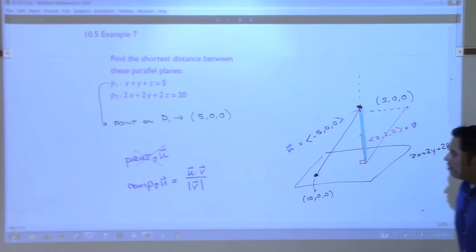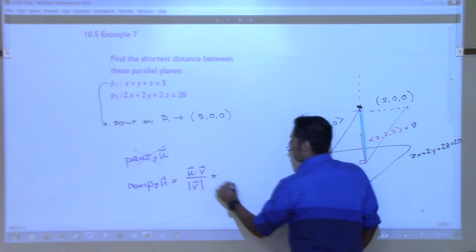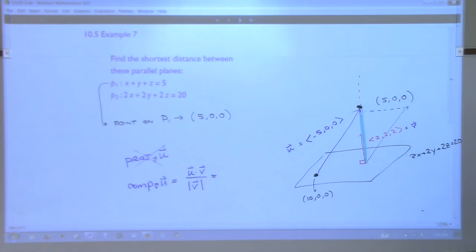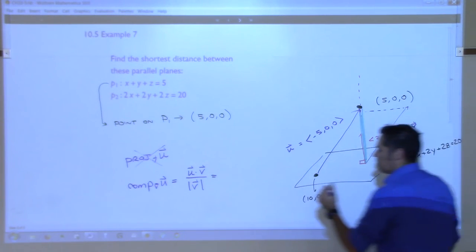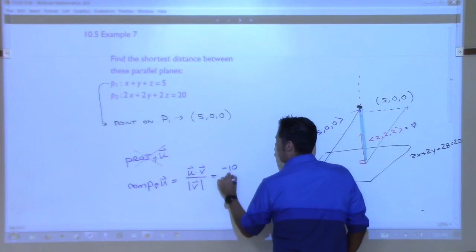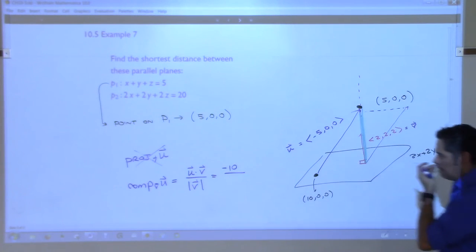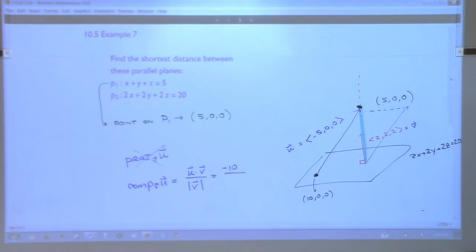All right, so we just need to compute this, right? That dot product is super clean, isn't it? What's the dot product? -10, 0, 0. Okay, so just -10, over the magnitude of V. The magnitude of V is that squared plus that squared plus that squared, root 12.